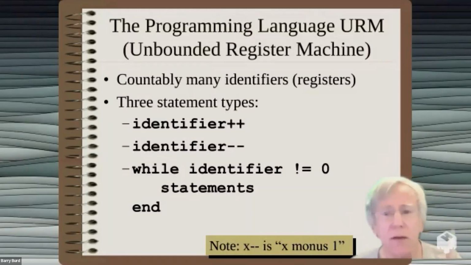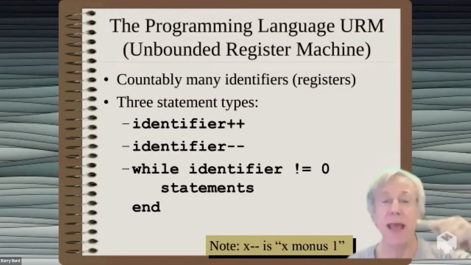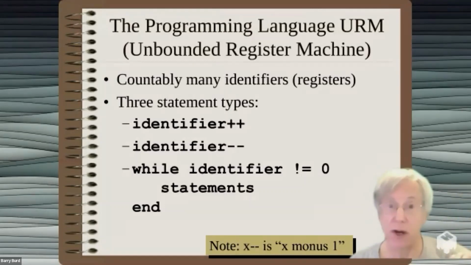Oh, and one other note, it says at the bottom, x minus minus is x minus 1. That's not a misprint. Minus means subtract 1 if you can. But if you get to 0 and you try to subtract 1, just leave it at 0. We don't have negative numbers in this language. We can't afford them. Negative numbers are for rich programmers. So there we are. That's all we got.